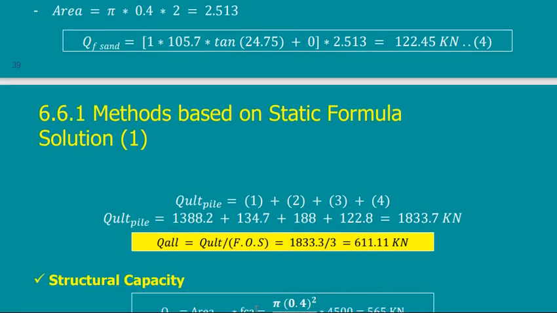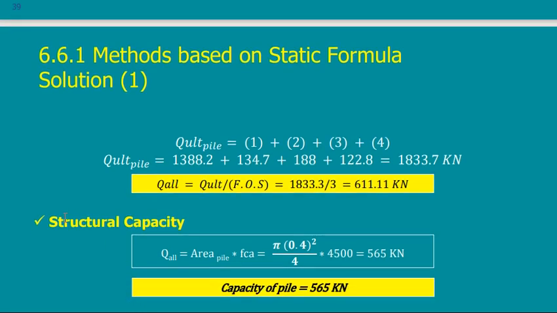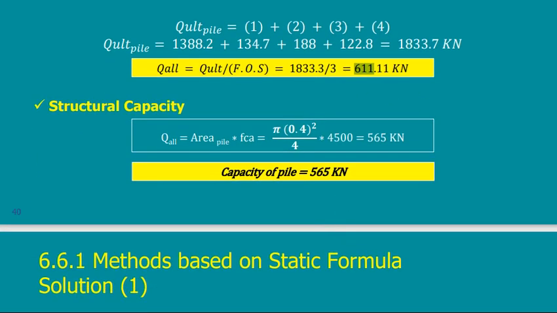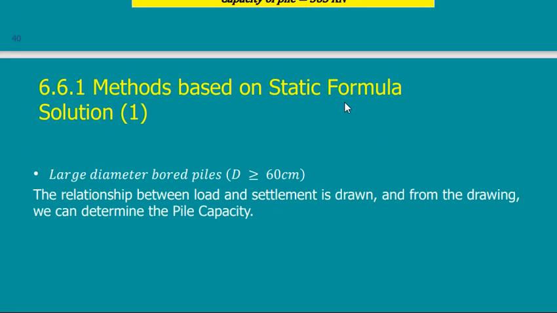Then I have to check the structural capacity of the pile, what the pile can carry as a concrete section: FCA multiplied by the area of the pile, and I get a number. Here this number was 565, and what the soil can carry was 600 and something. So we take the smaller of them.